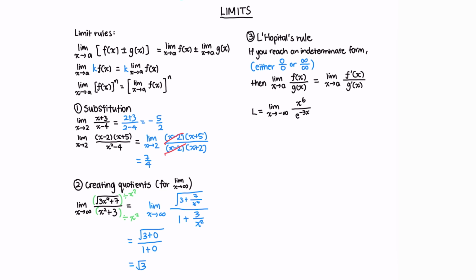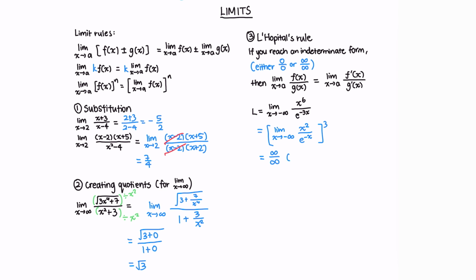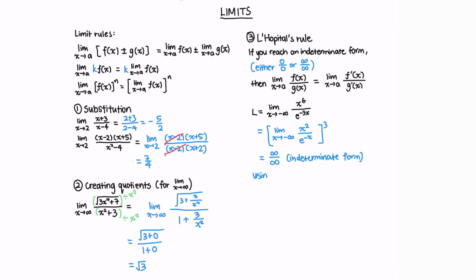Find the limit as x approaches negative infinity of x to the power of 6 over e to the power of negative 3x. Now the first thing I'm going to do is just use this rule. If you look at this, I can just simplify the limit to this with the cube outside. Now if you just found the limit as x approaches negative infinity, we would have just gotten infinity over infinity. Keep in mind e to the power of infinity is also infinity. And after we reach infinity over infinity, we write this as an indeterminate form. So I can say we are going to use L'Hopital's rule.